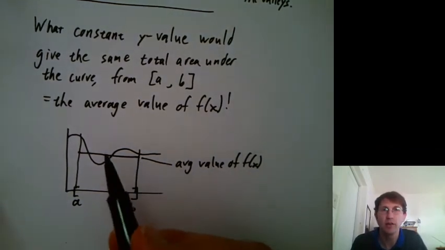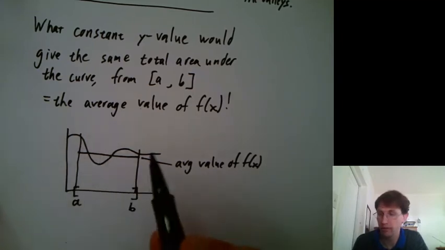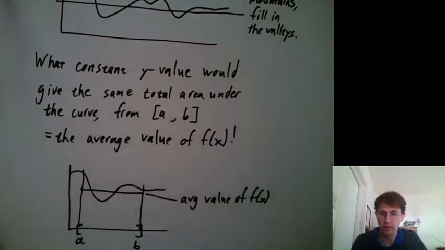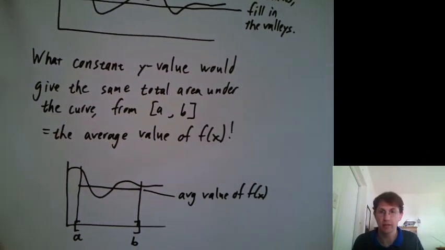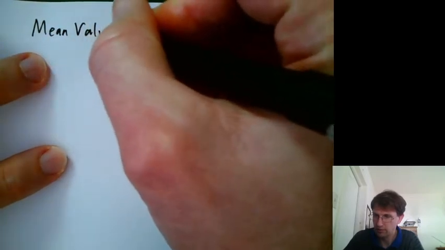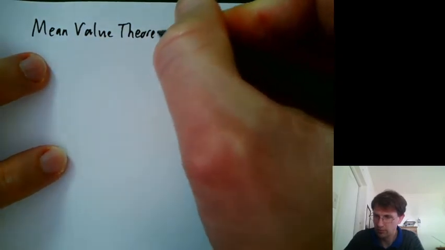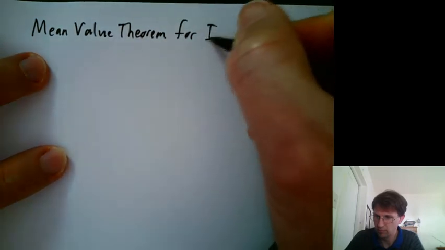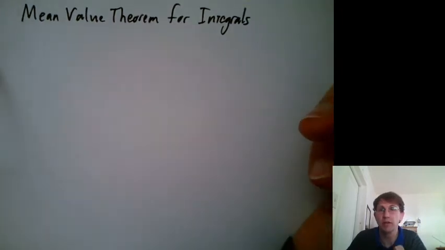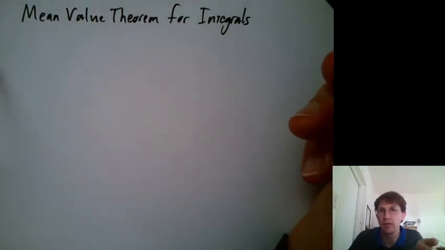Now you might have noticed that the average value intersects the curve here, and up here what I kind of drew also intersects the curve. So there's a theorem that says that will always happen, so let's talk about that. It's called the mean value theorem for integrals. Back in Calc 1, there was a mean value theorem that was for derivatives. Is there a relationship between the two? Well, I'll let you think about that.